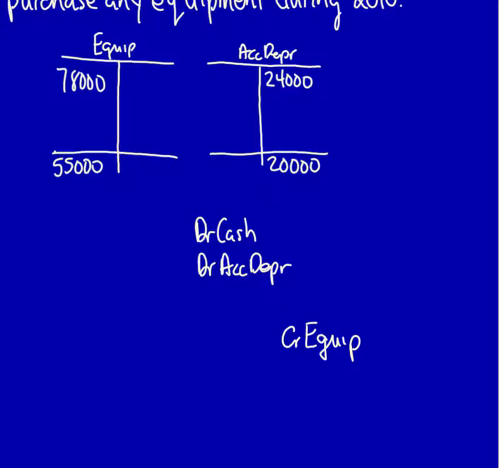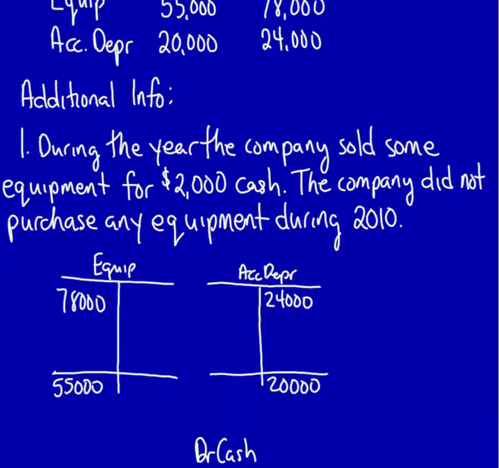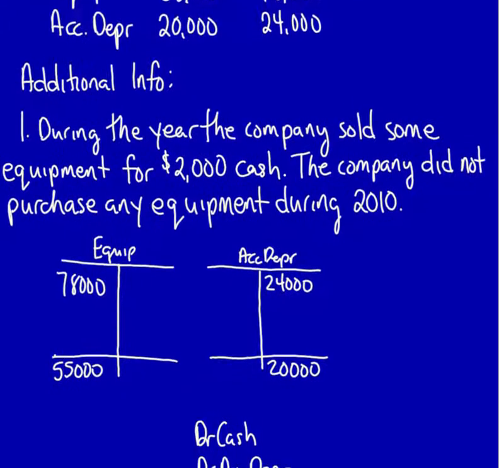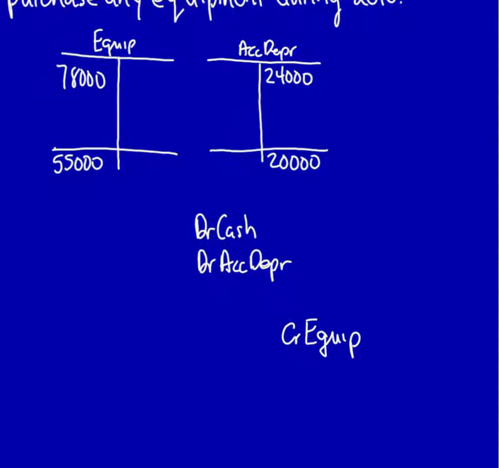In the additional information, let's go look, because I wrote the additional information down. It says, during the year, the company sold some equipment for $2,000 cash, and they did not purchase any equipment. All right, so what can I fill in? I can place a 0 here because they did not purchase any equipment. I also know that the cash value of the item sold was $2,000. Do I have anything else? I have nothing else. So let's start solving for all of our unknowns. I know here I can fill in this amount. So what was my equipment sold for?